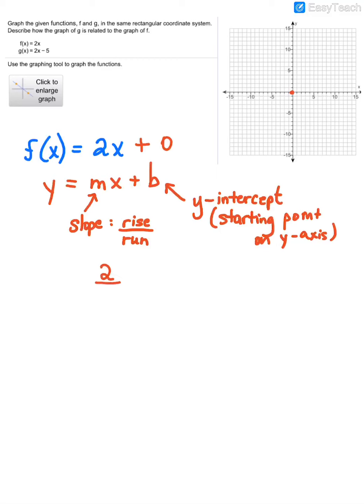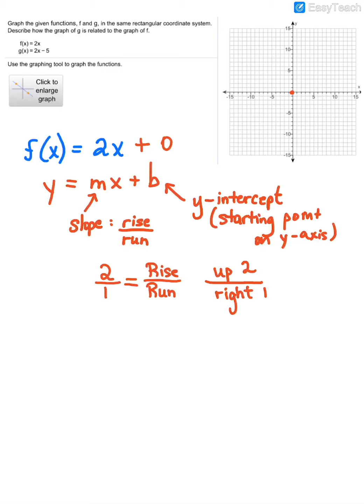Now, because I want to think of that as rise over run, I'm going to write it as a fraction, 2 over 1. And so the rise refers to a vertical movement. If you have a positive number, you go up. So in this case, positive 2 tells me I will move up 2. And then the run refers to moving left and right. And again, if you've got a positive number, you'll go right. If you have a negative number, you will go left. And so in this case, we're going to go right 1.